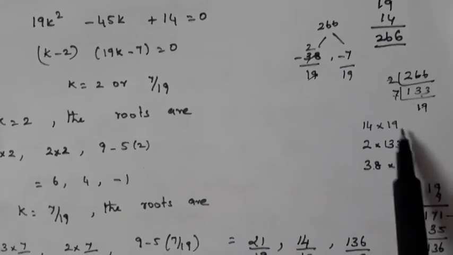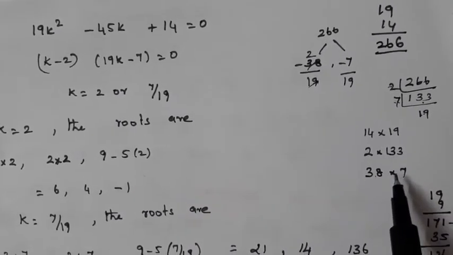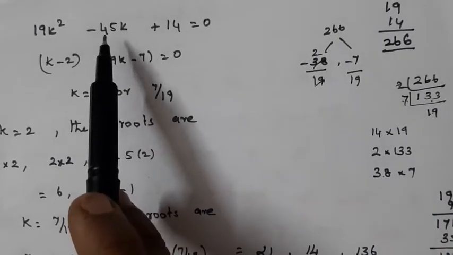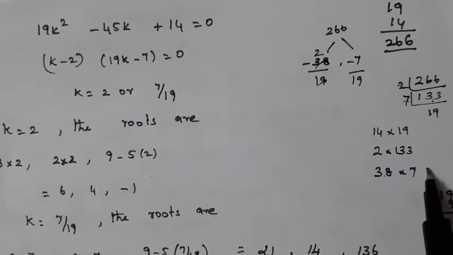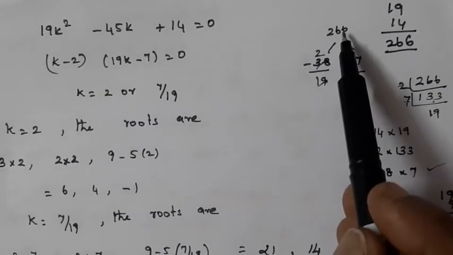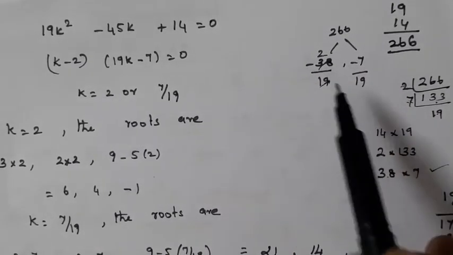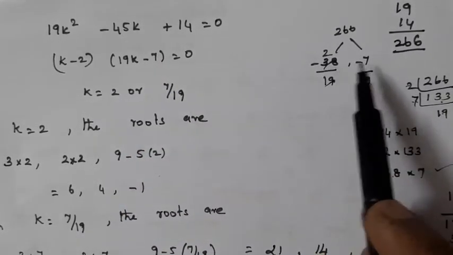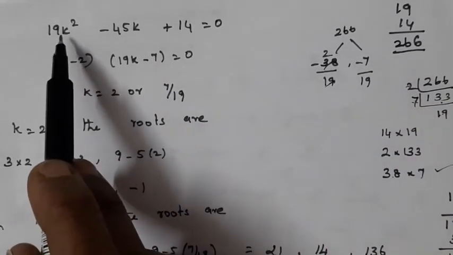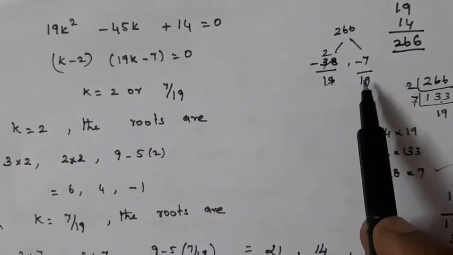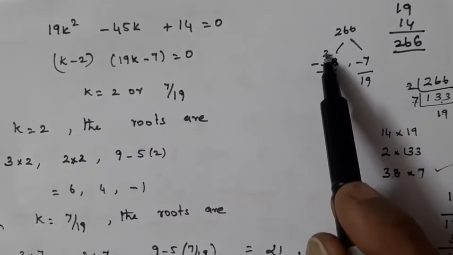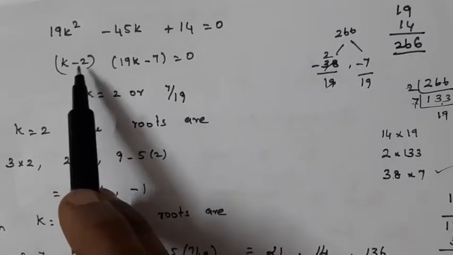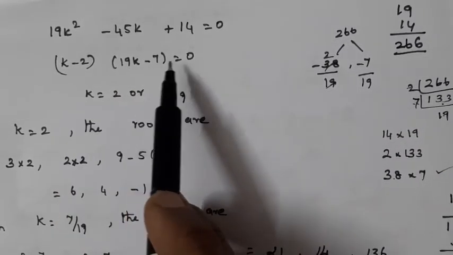Now, among the pairs of factors, 38 and 7 satisfy the condition that their sum is 45. So, let us choose 38 and 7. For 266, the sum is to be minus 45, so the factors are minus 38 and minus 7. As the coefficient of k squared is 19, on dividing by 19 we have minus 2 and minus 7 by 19. So, here it will be k minus 2 into 19k minus 7 is equal to 0.